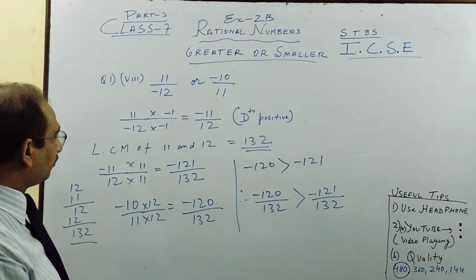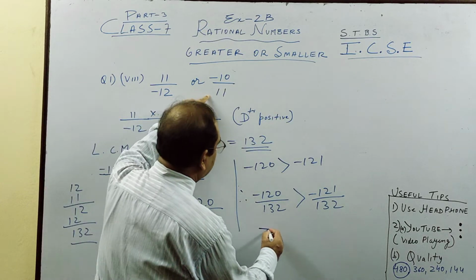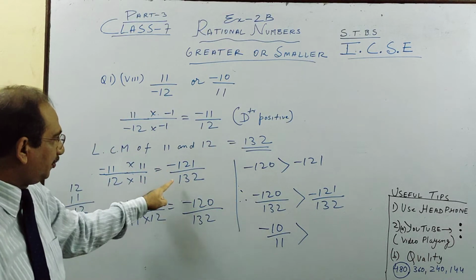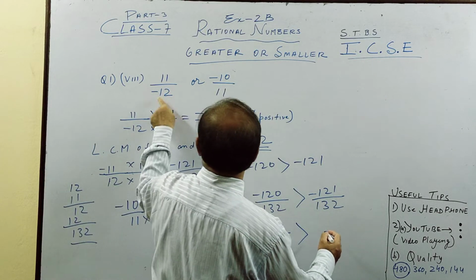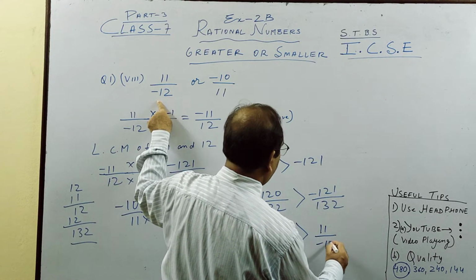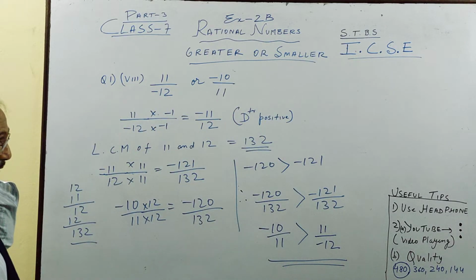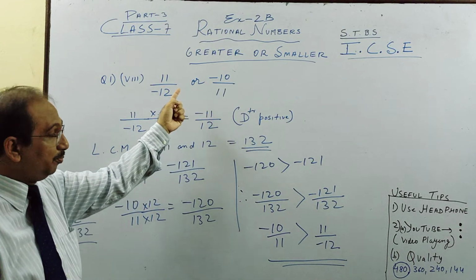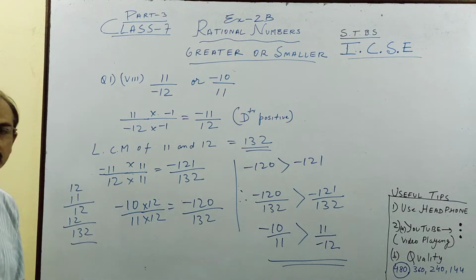But now you see minus 120 by 132 I have got because of minus 10 by 11. And this, if you see children, I have got because of my original fraction 11 by minus 12. So once you have this, you have to go back to see which two fractions I have to prove bigger, greater. This is greater than this. So please pause the video and copy.